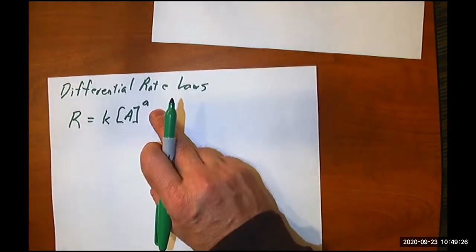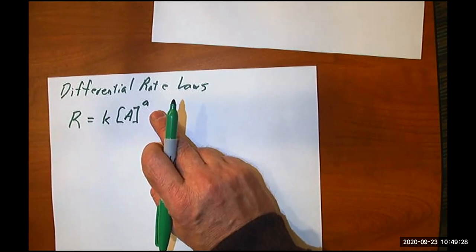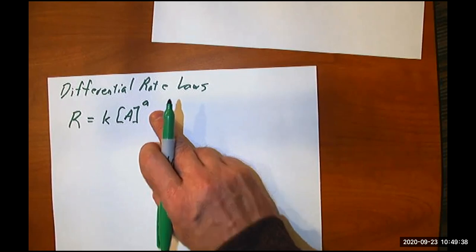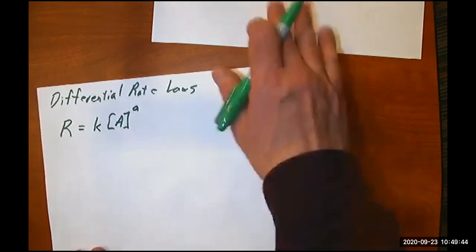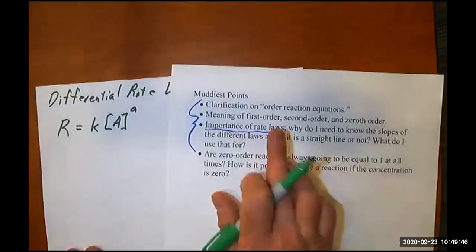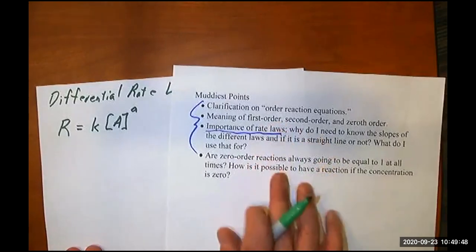Usually A will be an integer. It can sometimes be a fraction; 1/2 is the most common fraction you will see. It can sometimes be negative, but most often it will be either 0, 1, or 2. And that is where the reaction order comes from.